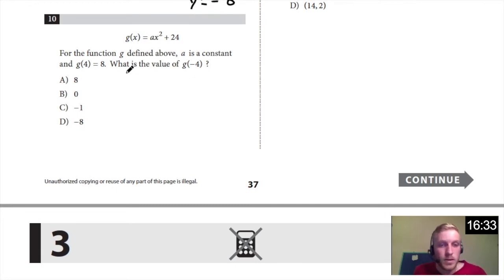So we have a function g of x equals ax squared plus 24. Okay, so for the function g defined above, a is a constant and g of 4 is equal to 8. What is the value of g of negative 4?